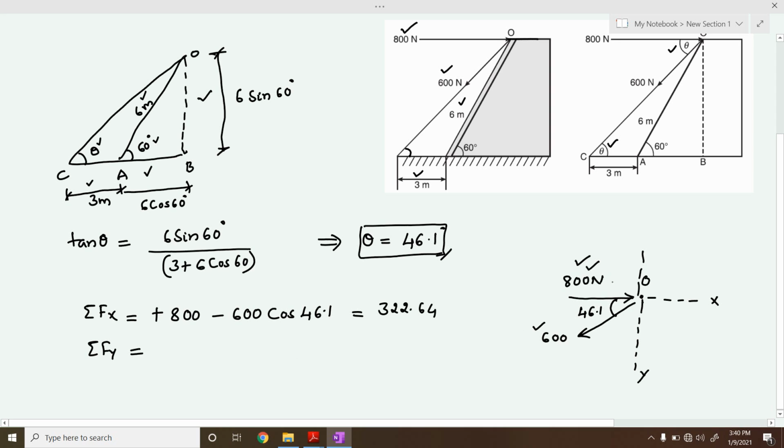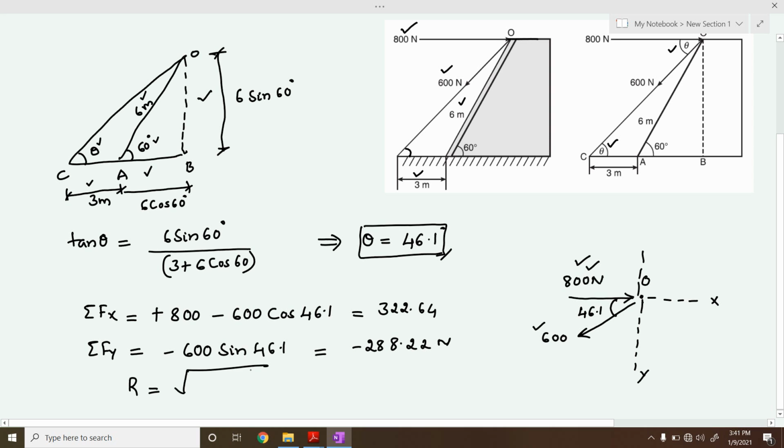Then next we take another equation, summation of Fy. The 800 Newton force has no component along the y direction, as it is purely acting in the x direction, so it will be 0 itself. Then next we have to resolve the 600 Newton force. This will be minus 600 sin 46.1. If you simplify, we get minus 288.22 Newtons.